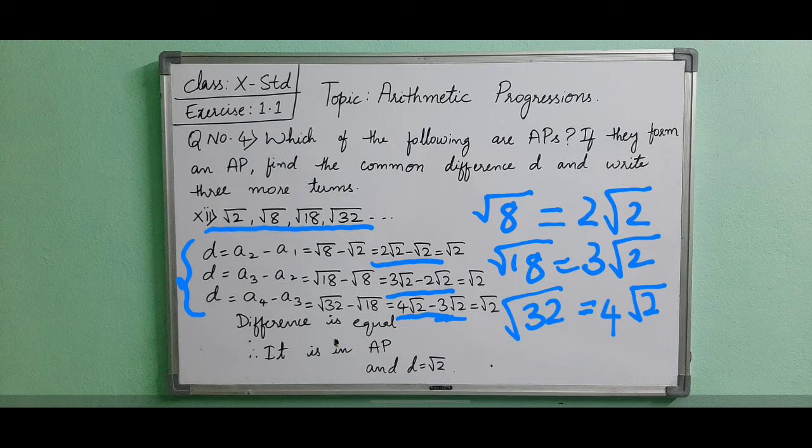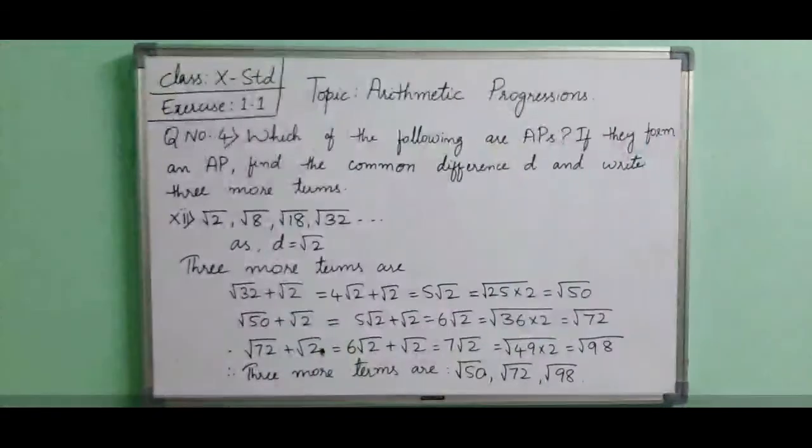When it is in arithmetic progression, that difference is called the common difference, which is equal to square root of 2. Now after getting the difference, we need to find 3 more terms. So how can we find the 3 more terms? By adding root 2 to the 4th term, we will get the 5th term. Let us see here now.